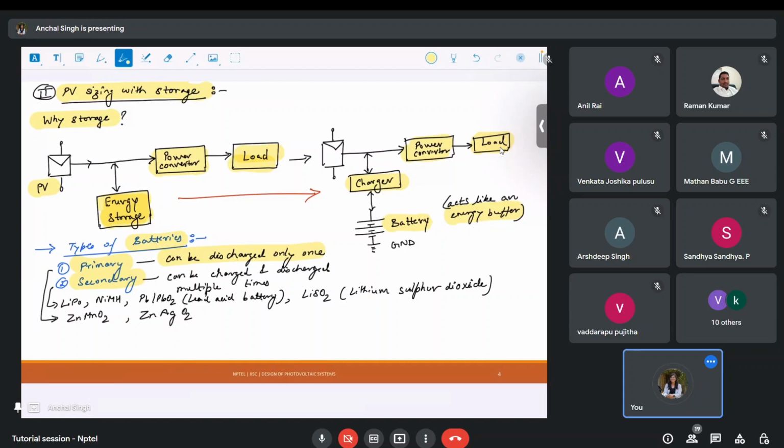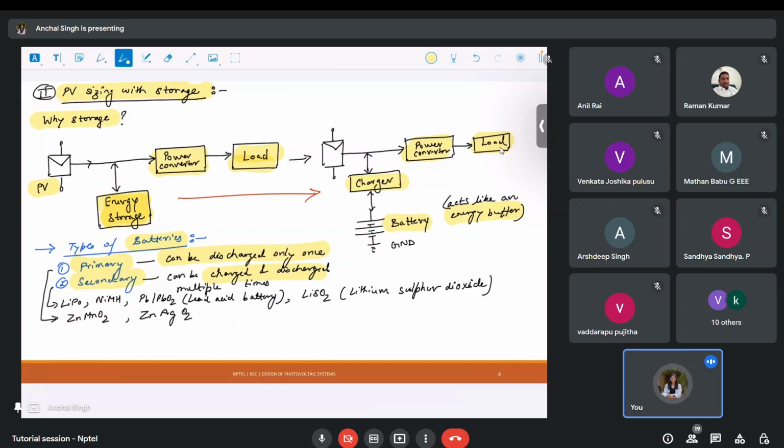We just use them. Whenever they're discharged, we just throw them away, right? We have got the chargeable types also in that, but they are of different chemistry. So the ones that we can use only once are called the primary cells, and the ones that we can charge and discharge again and again, they are called secondary cells.